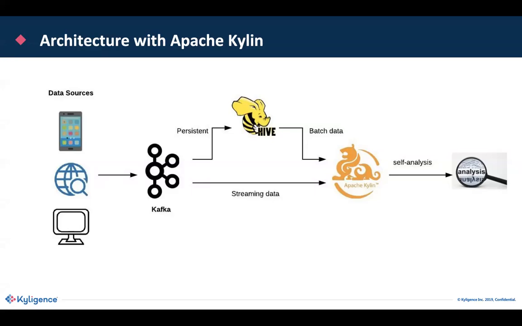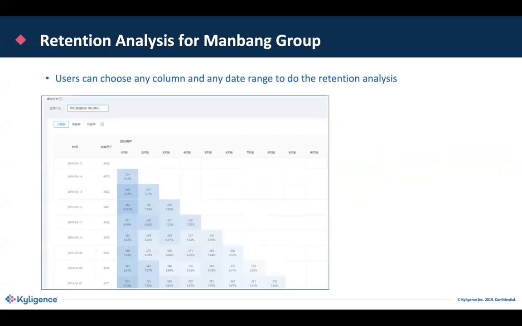Apache Kylin is responsible for modeling data and pre-calculation work and exposing query services to the front end through RESTful API. Here's an example of retention analysis in Manbang. Because Manbang is a Chinese company, we only have this Chinese version screenshot. I hope this won't affect your understanding about this case. Manbang independently developed this front-end analysis system to provide self-service analysis for end users.